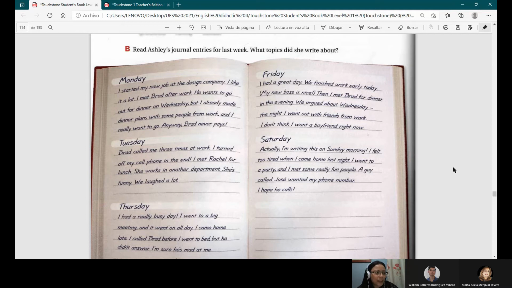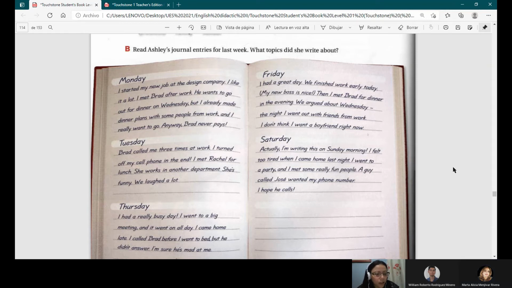Very good. That was the definition of a journal. Are you clear about what a journal is and what we can write in them? Is it clear for you? Yes, I understand better. Very good.